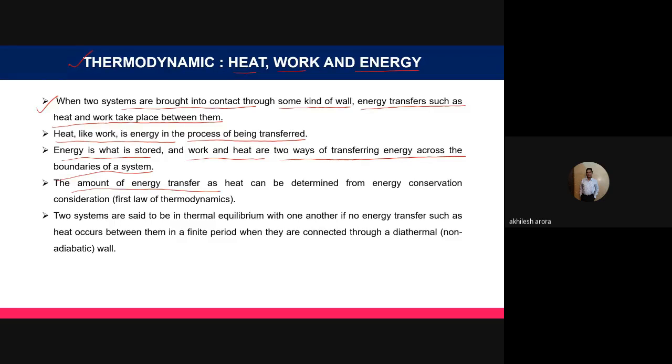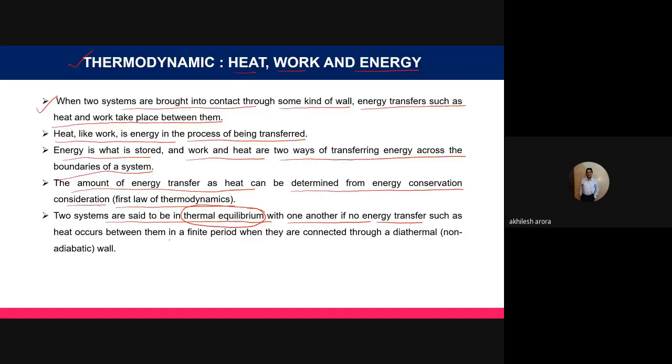The amount of energy transfer as heat can be determined from the energy conservation principle, that is first law of thermodynamics. So we basically utilize first law of thermodynamics and the basic principles of our thermodynamics for calculating the values of energy which is stored within the boundary, or energy which is going across the system boundary, like work transfer and heat transfer. And this we can do only when we consider the system in thermal equilibrium. Okay, if the systems are in thermal equilibrium, then only we can calculate the energy transfer, that is work or heat.